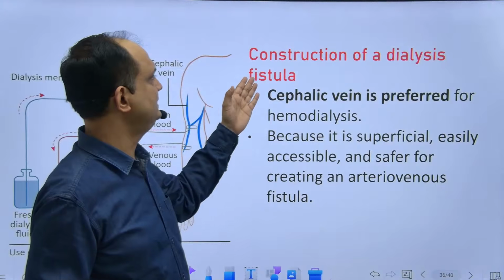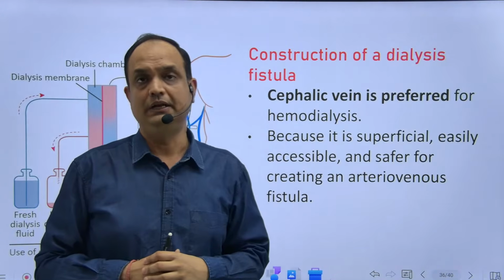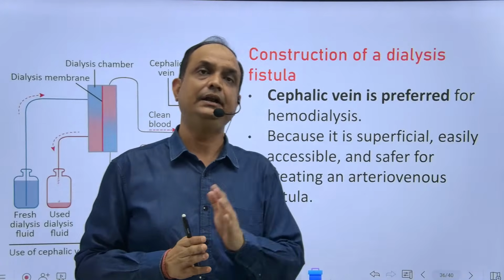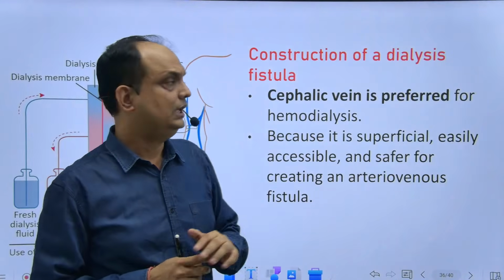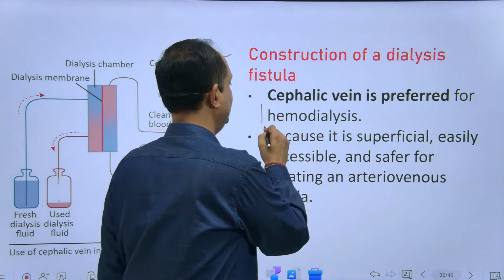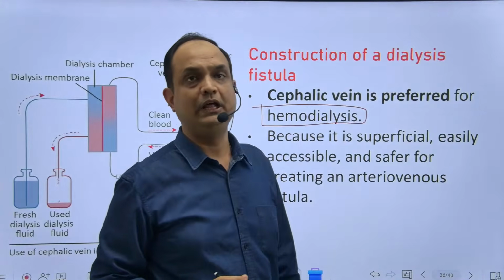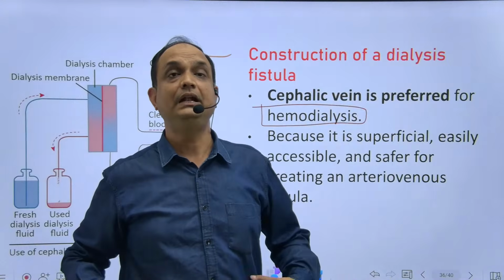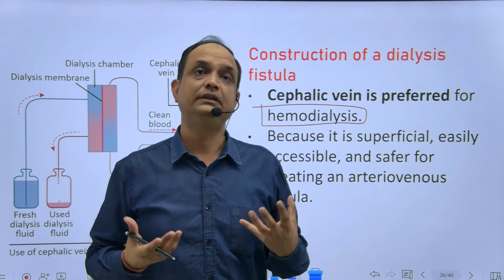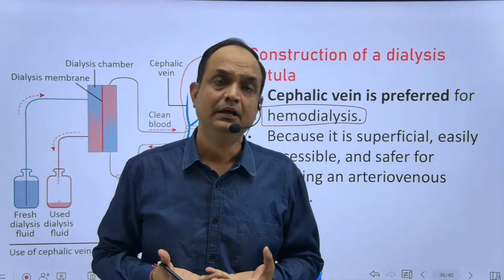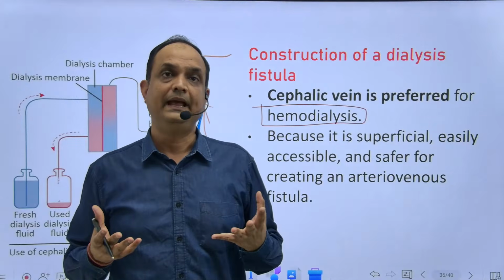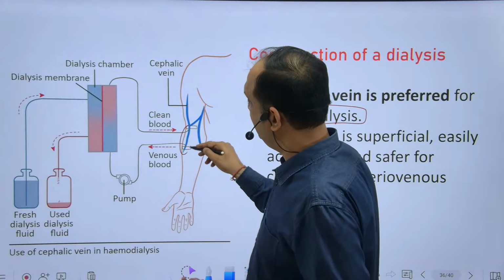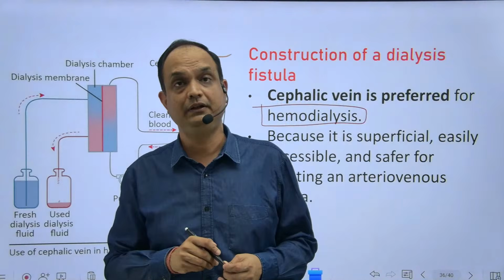The second use of these veins is the construction of a fistula. Now I told you that there is a formation of a fistula between the artery and vein, which is known as an AV fistula. These fistulas are formed for hemodialysis. What is hemodialysis? Hemodialysis is a treatment for bilateral renal failure patients where the kidneys are not able to excrete material from the body. So we have to create a fistula, an artery and vein communication.